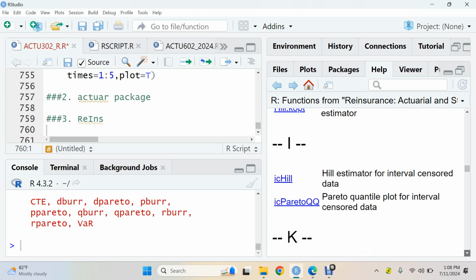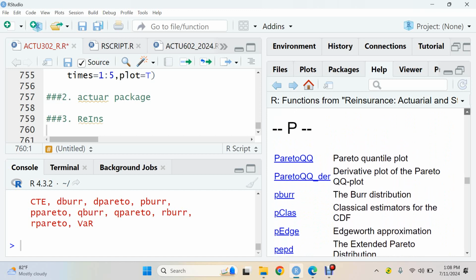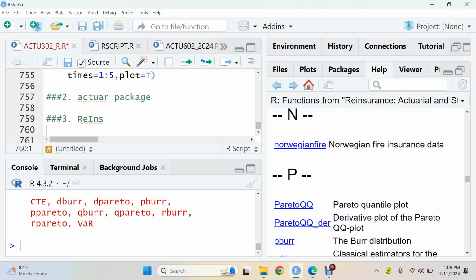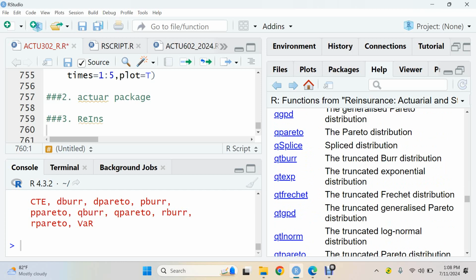Yeah, so you can go on and explore all these. This is the Norwegian fire claims. That's a popular data set in insurance that you find in so many publications. So it's a data set that, if you do some work and you want to analyze data, you can also use because it's widely cited in the literature. Okay, so that's it with this.